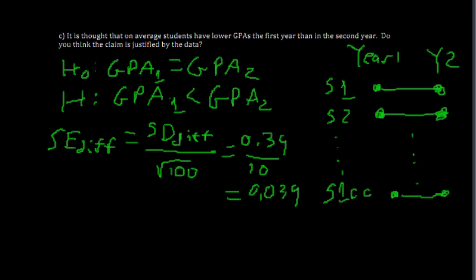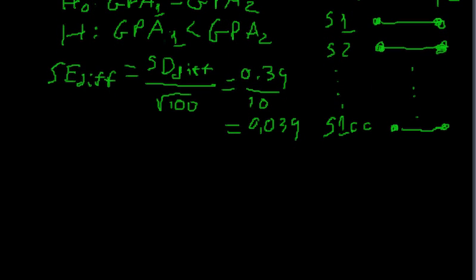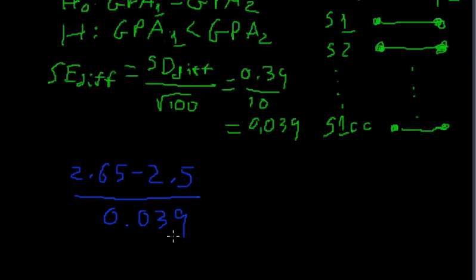And now, when we construct our hypothesis test, we do observed minus expected, and the expected difference is 0. So what is the observed difference? The observed difference is 2.65 minus 2.5, and then we don't expect anything else. If the null hypothesis were true, we wouldn't see any change. Divided by the SE of the difference, so the SE of the difference, 0.039. So if we do that, we get 3.85.